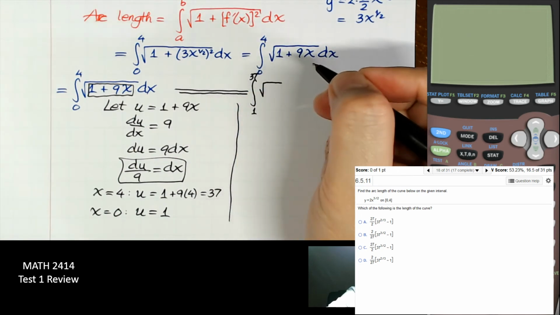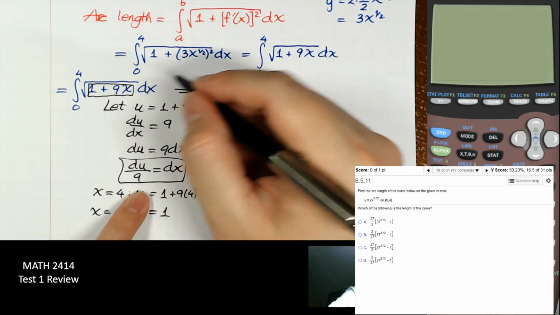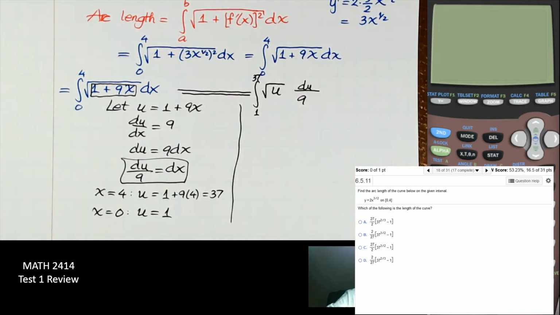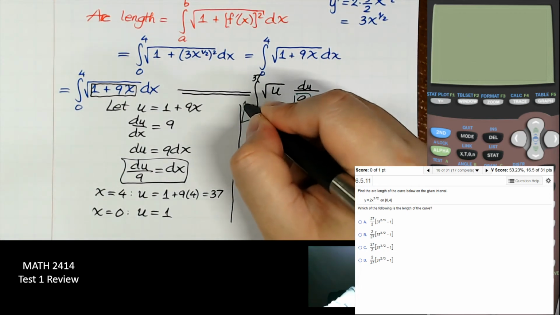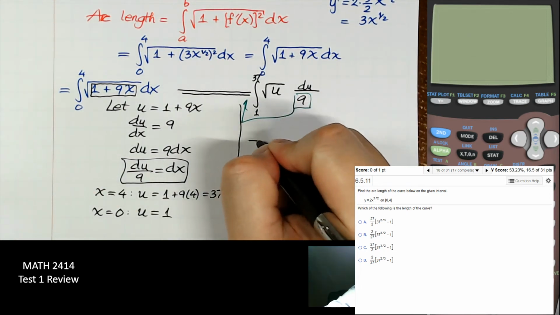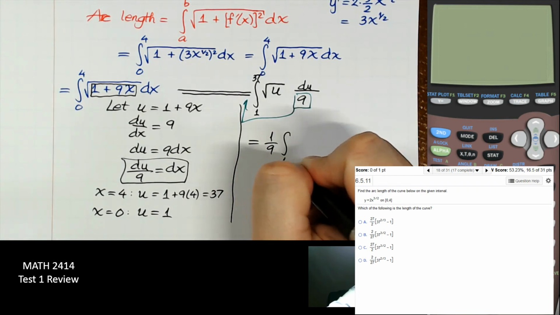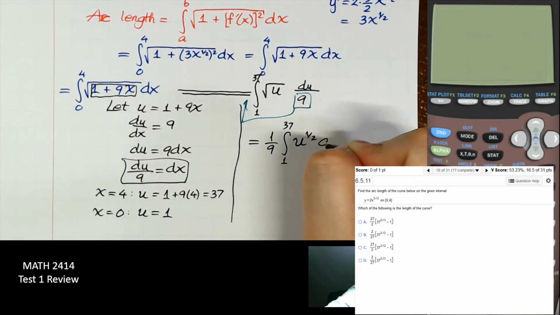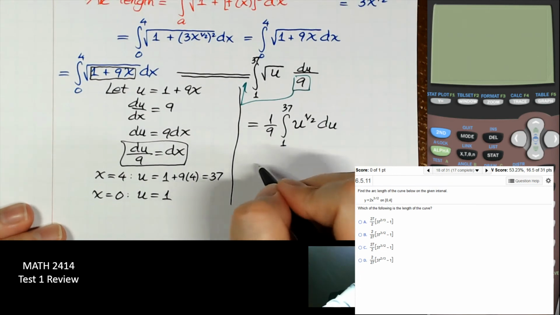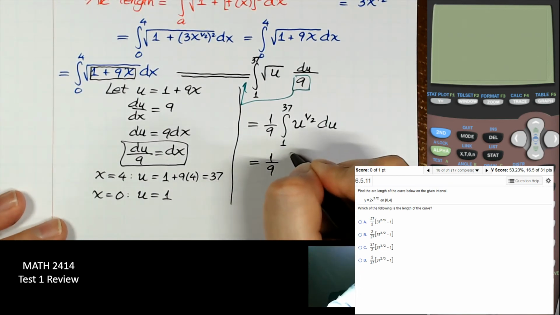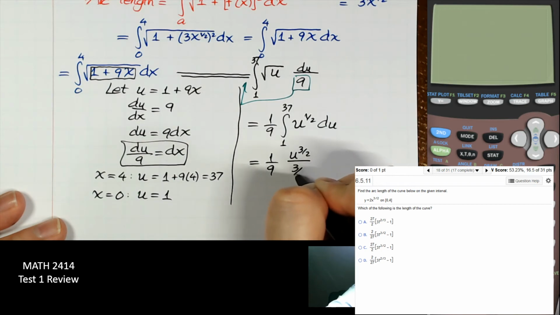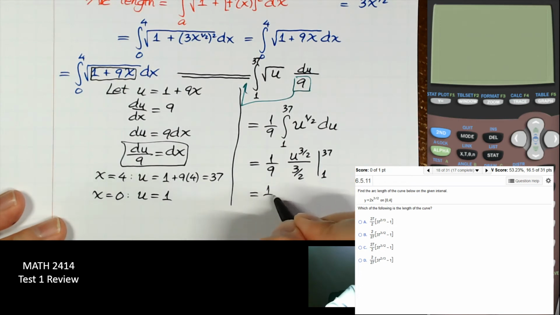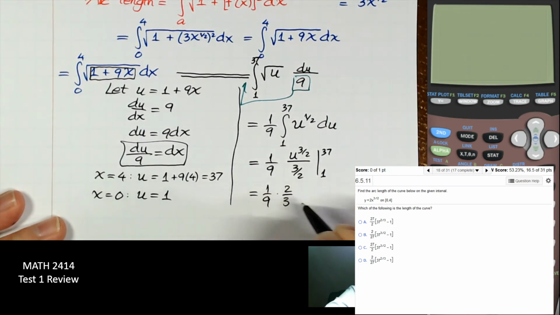We will have the square root of u, and dx is du over 9. I take the 9 constant outside. And then we write u to the 1/2. And then let's integrate: 1 over 9 times u to the 3/2 over 3/2, from 1 to 37. Multiply by the reciprocal, 2/3.